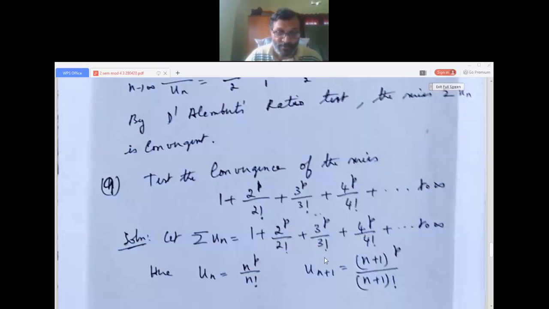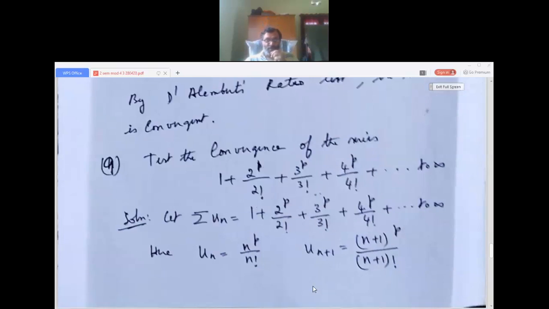We write the nth term, and the nth term will be n power p by n factorial, because first term 1, second term 2, third term 3, fourth term 4. So the nth term will be n, and the standard form is 2 power p, 3 power p, 4 power p, so un is n power p divided by n factorial. For un plus 1, replace n by n plus 1: un plus 1 is n plus 1 whole power p divided by n plus 1 factorial.